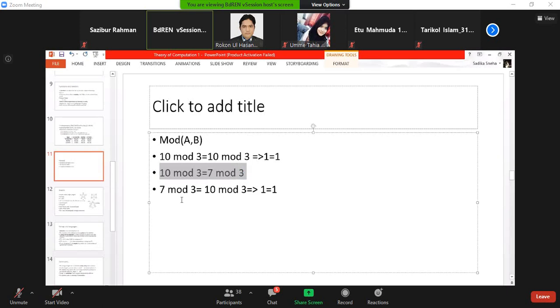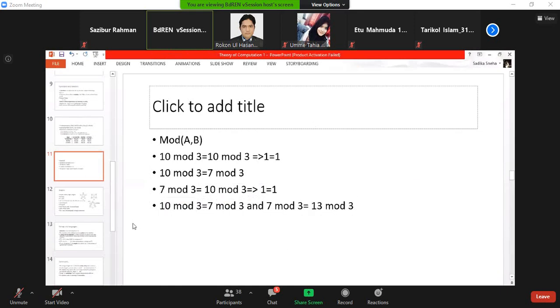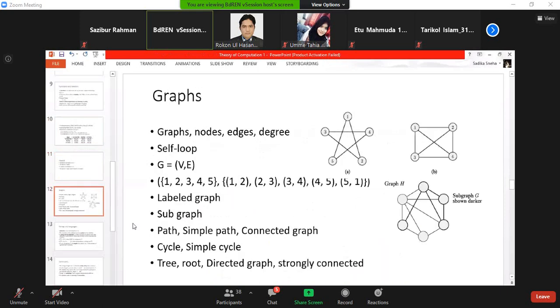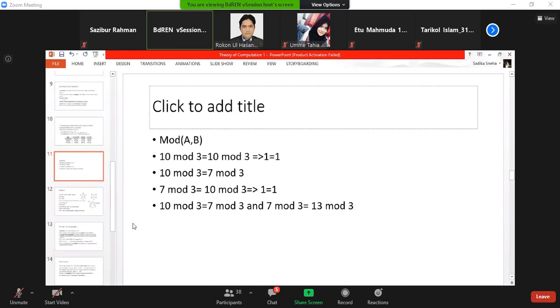Now there is another thing. I have written 7 mod 3 and 10 mod 3, so I have to introduce one more thing, 13. 7 mod 3 equals 13 mod 3. So it means that 10 mod 3 is equal to 13 mod 3. That is the transitive relationship in this binary function. In this binary function, we are trying to find the values which give us 1.